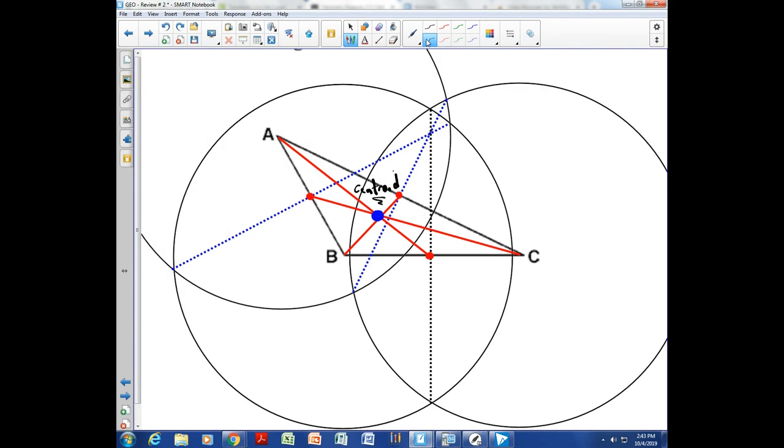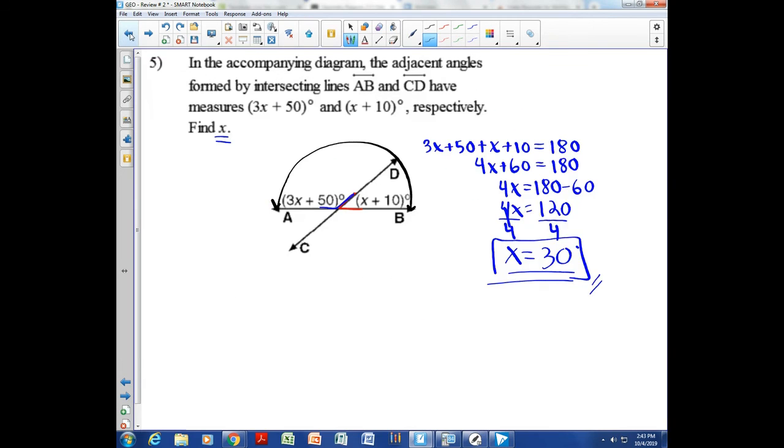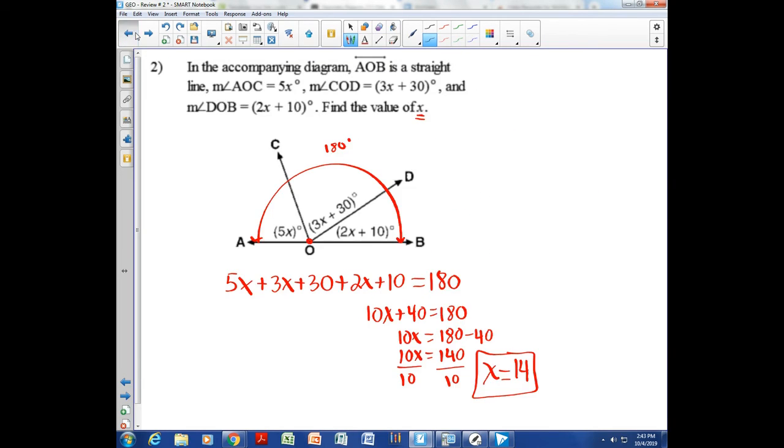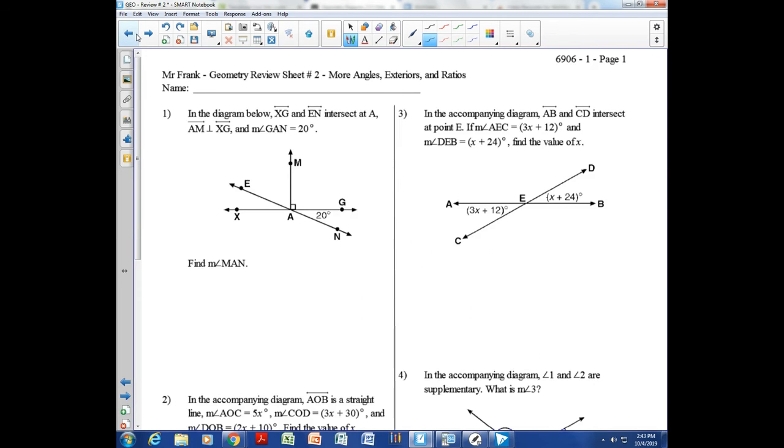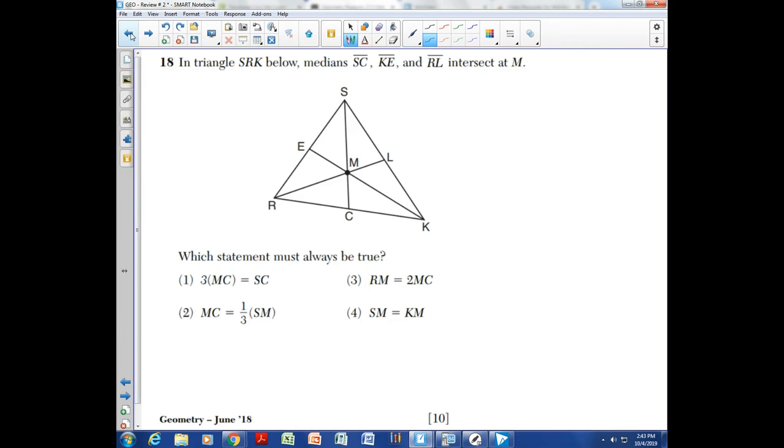Now, a couple things are important to remember about the centroid. Before I finish here, I'm just going to run to the front here. I took some Regents questions that I just want to look at really quickly if you have some extra time. So right here, I found this on the June 18 Regents. Here they show you triangle SRK, question 18 on the Regents, and they tell you that these are medians.